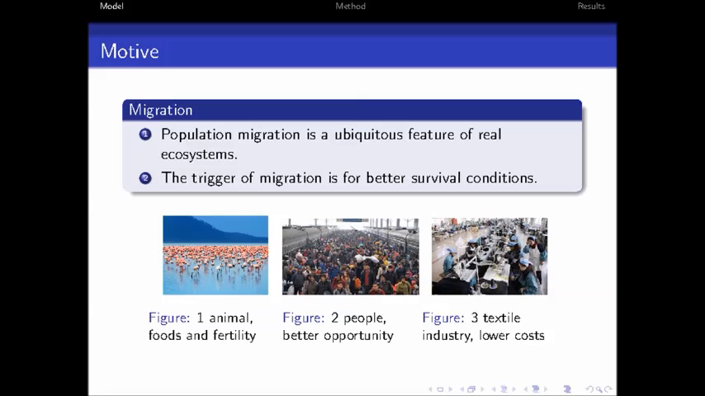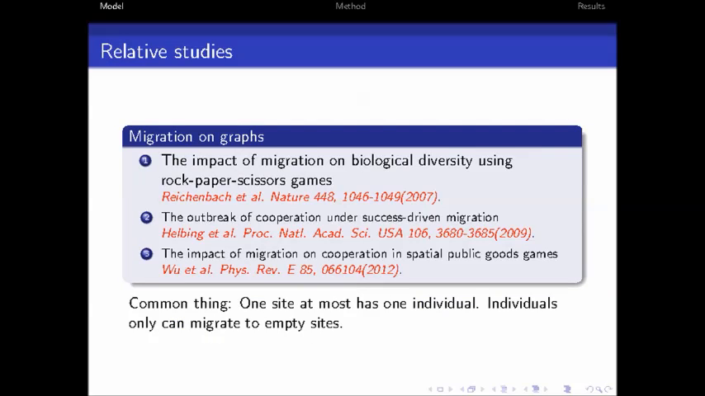As everyone knows, population migration is a ubiquitous feature of real ecosystems. As figures show, migration is found in animals, humans, and economics. The trigger of migration is the search for better survival conditions. Recently, the role of migration is attracting more and more focus. Here, we only present 3 relevant studies under evolutionary game theory.